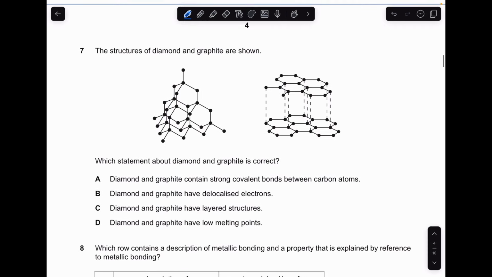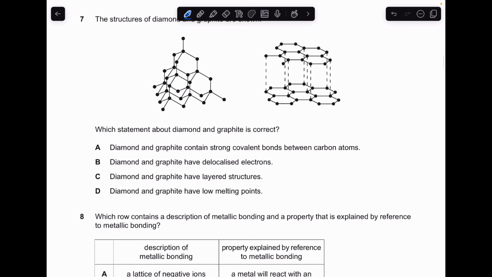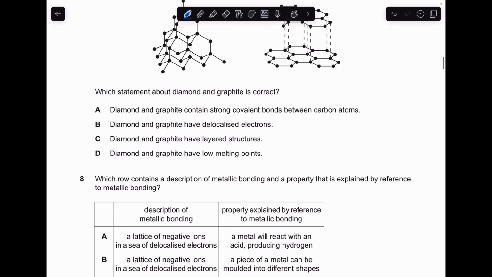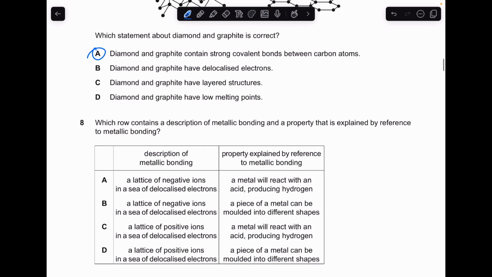Question number 7. The structures of diamond and graphite are shown. Which statement about diamond and graphite is correct? This is a straightforward question. You just have to learn the properties and features of diamond, graphite and all of the other giant covalent structures. We know that diamond and graphite have strong covalent bonds between the carbon atoms, not the intermolecular forces, which are weak in graphite.